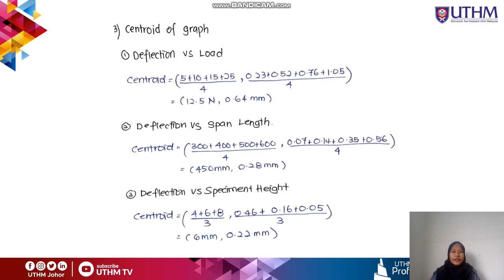For the third graph of deflection versus specimen height, the centroid for the x coordinate is we add 4, 6, and 8, and we divide it by 3, and we get the specimen height. For the y coordinate, we add 0.46, 0.16, and 0.05, then we divide it by 3 to get 0.22 mm. So the centroid coordinate for the third graph of deflection versus specimen height is 6 millimeter and 0.22 millimeter for y. That's all for me.